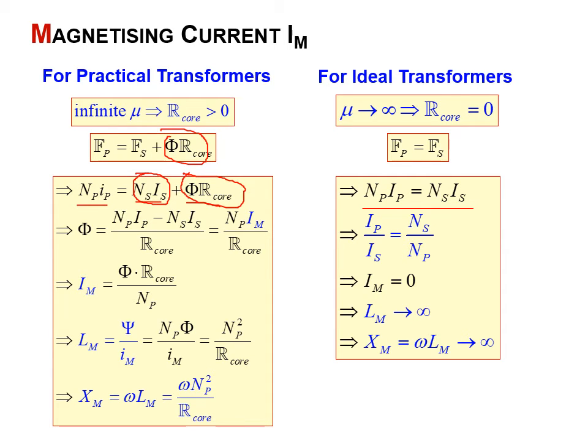So we can solve this for flux, and we can solve that in terms of the magnetizing current. Rearranging this equation here, we can see that magnetizing current is equal to flux times the reluctance of the core divided by the number of primary turns. And having done that, we can now calculate the inductance related to that magnetizing current.